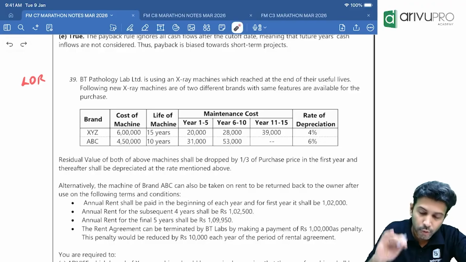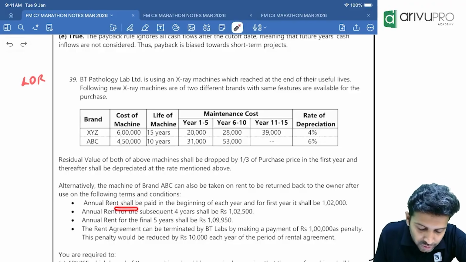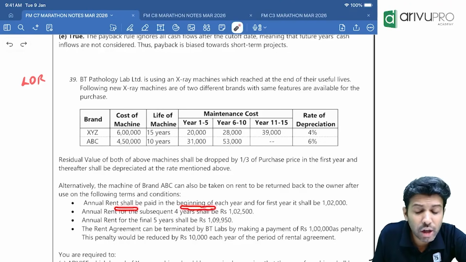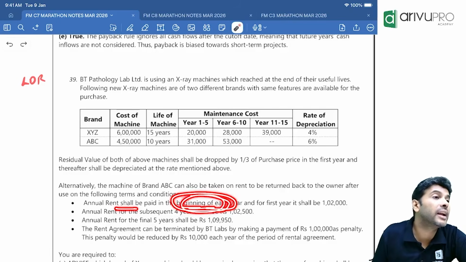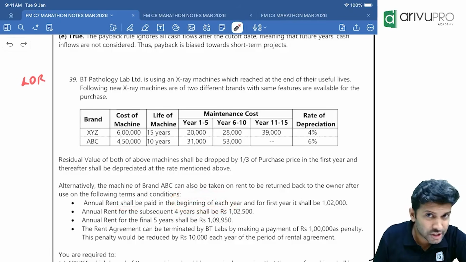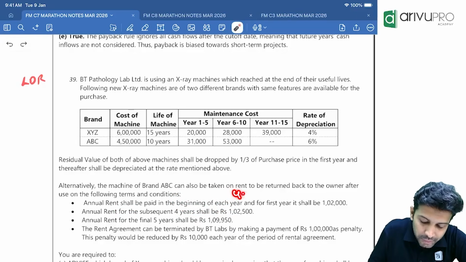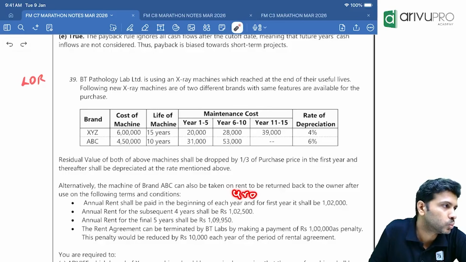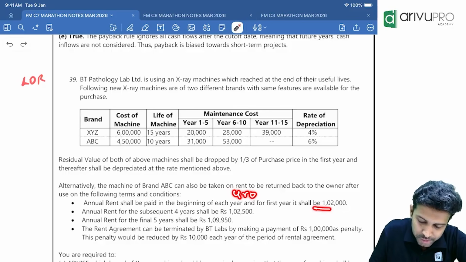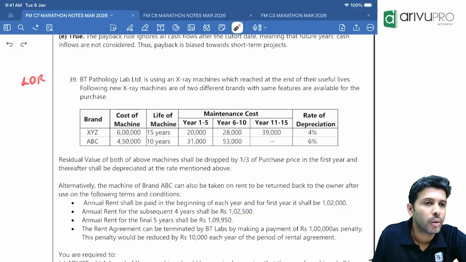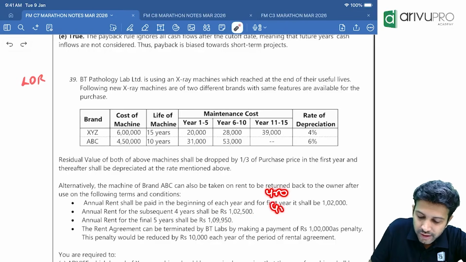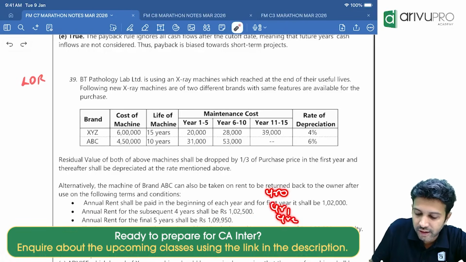Okay? Now if you're going for the rent option, be careful. Annual rent shall be paid not at the end of each year, but at the beginning of each year. So the first rent you will pay at the end of the first year or at year 1 beginning? Year 1 beginning, that is year 0. Careful. How much? 1 lakh 2. Annual rent for the subsequent 4 years will be 1 lakh 4. But mind you, every rent is at the beginning, not the end. So the first rent you will pay at year 0, then at year 1, then year 2, then year 3, and year 4, like this.